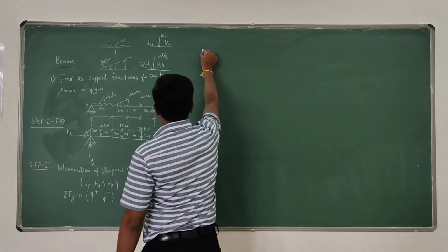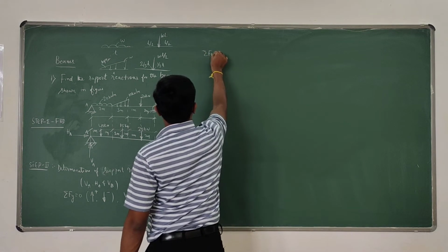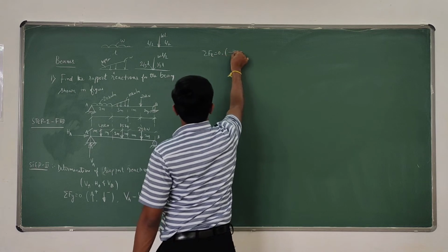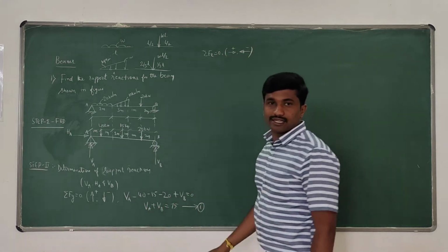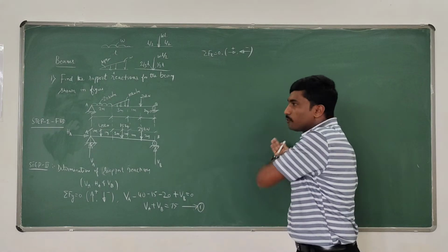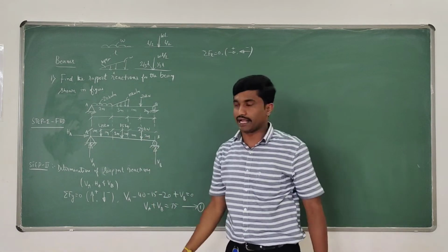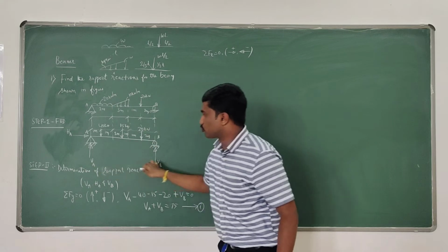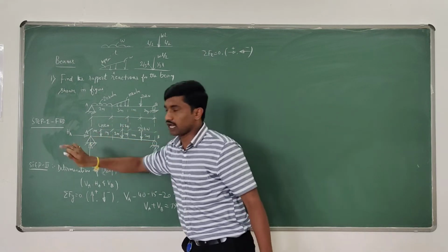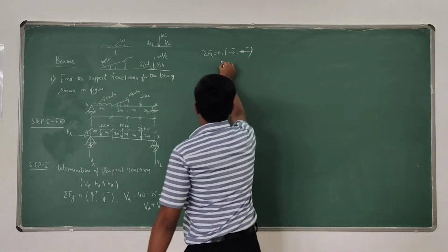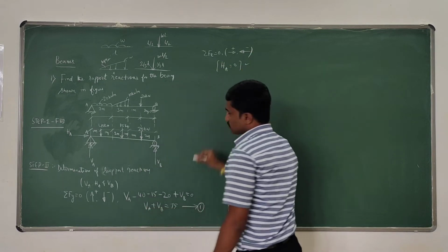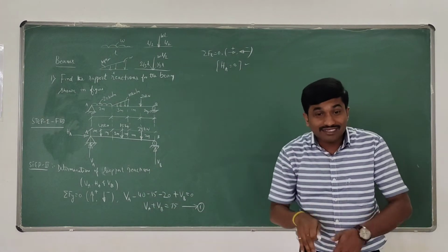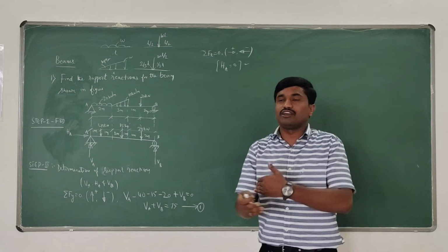That is sigma Fx, the summation of all horizontal forces equals 0. For this, all right side acting forces are positive, left side acting forces are negative. How many horizontal forces are in the system? Only one horizontal force. Therefore, HA equals 0. Now, what is the next equation of equilibrium?